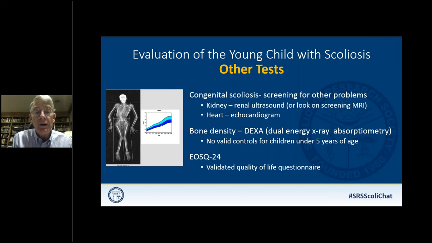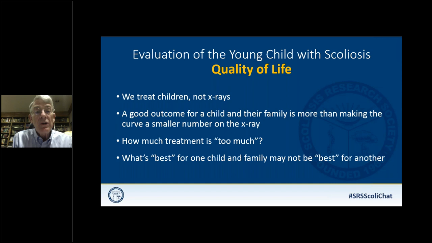And then finally, I want to talk a little bit about the AOSQ24, a quality of life questionnaire. Next slide, please. And we treat children, not X-rays. And a good outcome for a child and their family is more than making the curve a smaller number. And sometimes we have to ask, how much curve treatment is too much? And what's best for one child and one family may not be the best for another. Next slide, please.